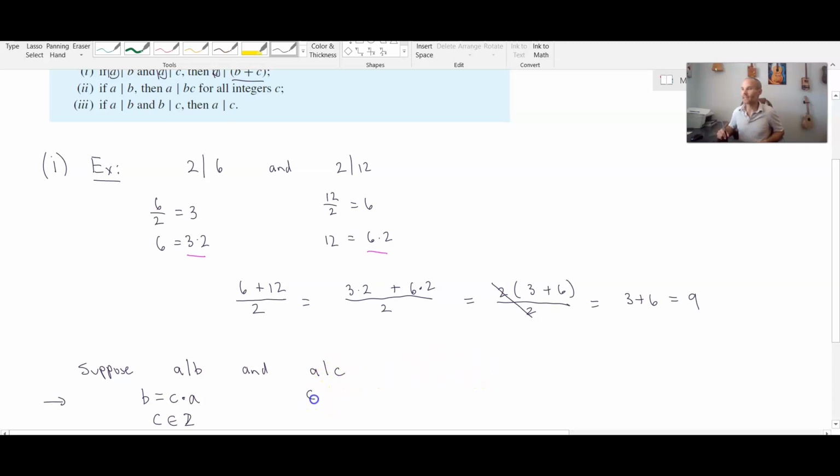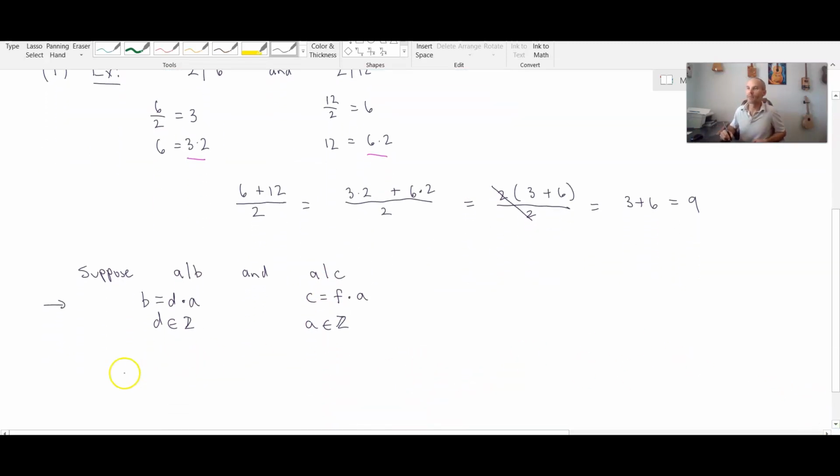Now here I should be careful. I'll get rid of that letter and use a different one. Maybe we'll say D, where D is some integer. Now A divides C, which means C is some multiple of A. So I'll say C is equal to F times A, where F is just some integer. And what we're saying here is that C divided by A is equal to some integer F. Now we construct the sum of these two numbers.